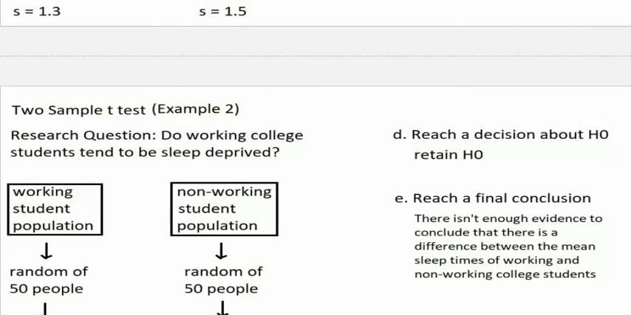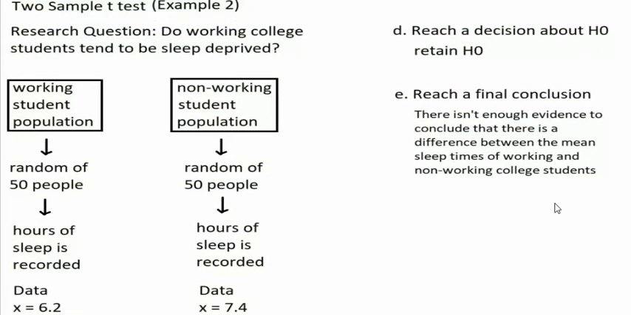And since we're retaining the null hypothesis, our conclusion is that there isn't enough evidence to conclude there's a difference between the mean of population 1 and the mean of population 2. In other words, in our situation, there isn't enough evidence to confidently conclude that there's a difference between the mean sleep time of working and the mean sleep time of non-working college students.